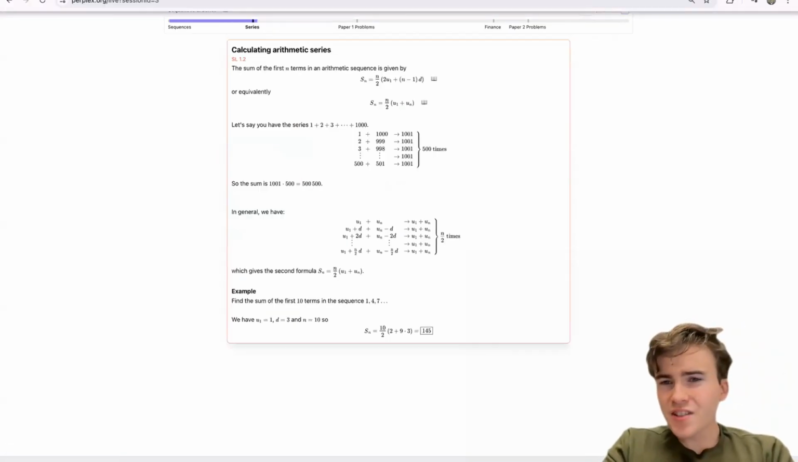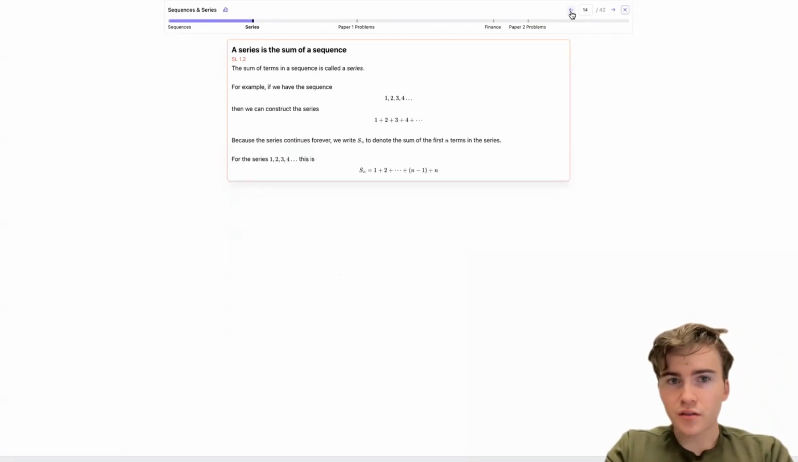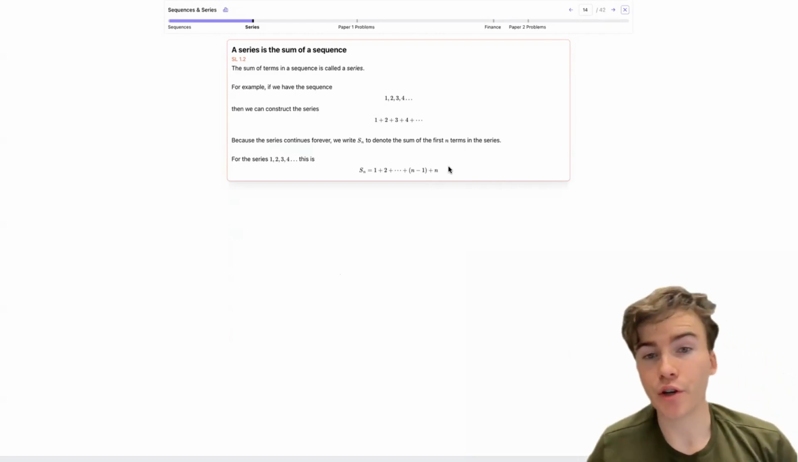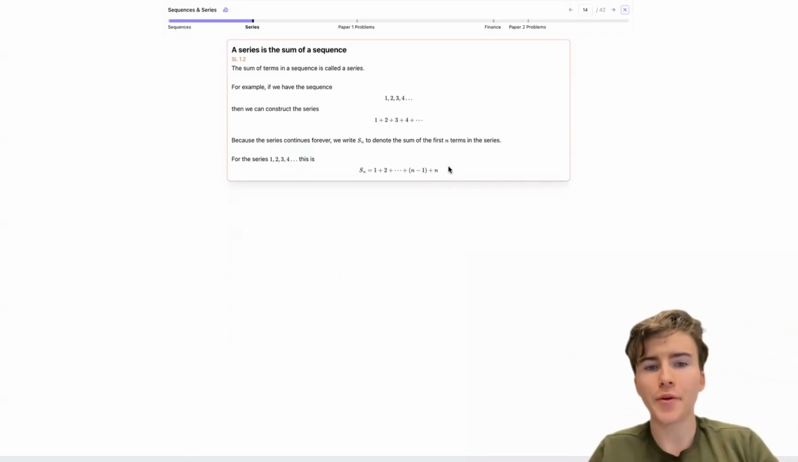So let's talk about series now. I think I skipped a slide. What is a series? A series is the sum of terms in a sequence. So if I have a sequence 1, 2, 3, 4, then the corresponding series would be 1 plus 2 plus 3 plus 4. We're basically adding up the terms that we had in the sequence, in our pattern.